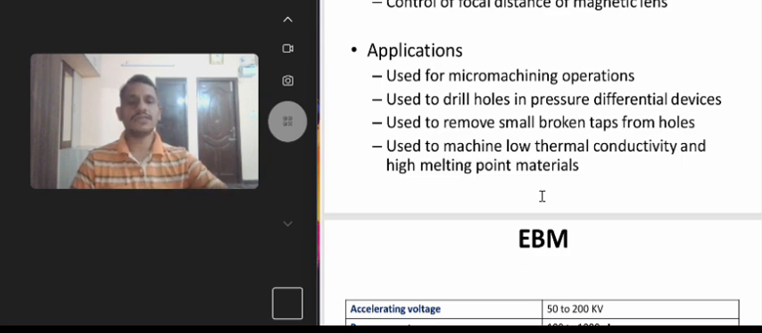Next one is applications. EBM is mainly used for micro-machining operations on thin materials. These operations include drilling, perforating, slotting, and scribing, etc. Drilling of holes in pressure differential devices used in nuclear reactors, aircraft engines, etc. It is used for removing small broken taps from holes.